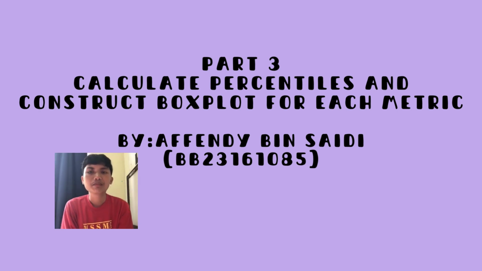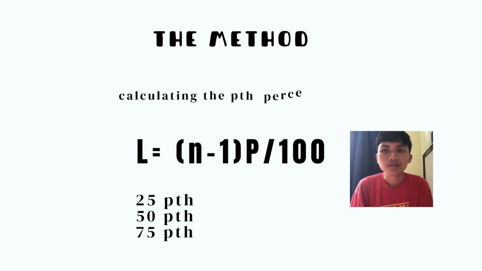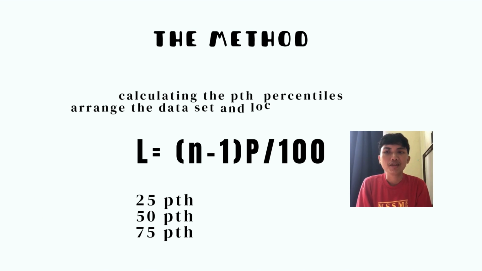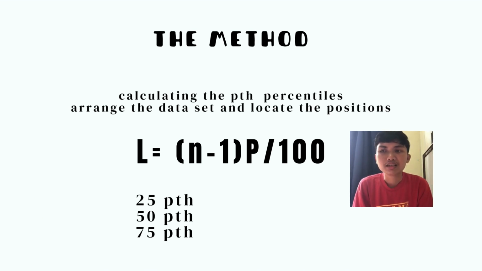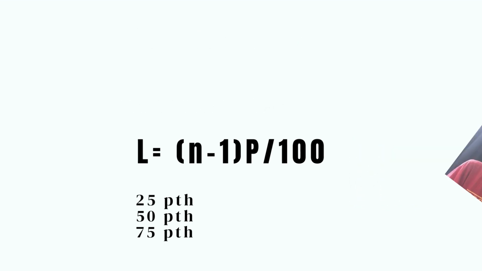My part is number 3. It's about calculating percentiles and constructing a box plot for each dataset. To calculate the percentiles, we have to follow this formula. There are 3 percentiles we have to calculate. The first is 25%, the second is 50%, and the last is 75%. Using the formula, we will get the answer for the number of visits and the number of purchase orders.